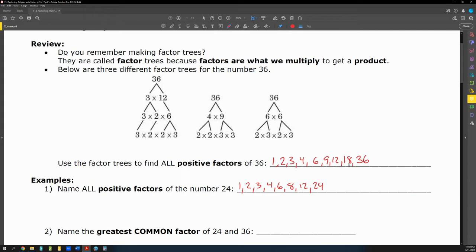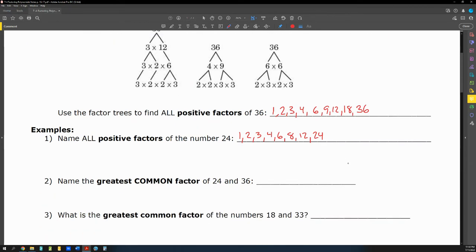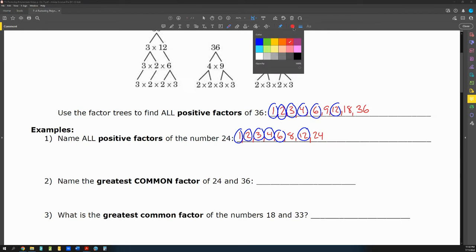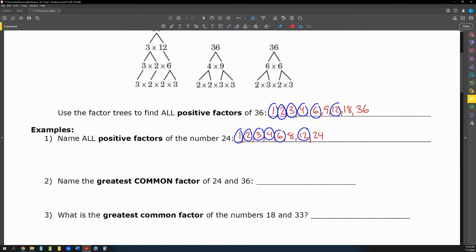For number 2, I want to find the greatest common factor of 24 and 36. In order to do that, I'm going to find first what common factors they have. So I see they have 1 in common, they have 2 in common, they have 3 in common, 4, 6, and 12. So the greatest of these, the greatest common factor that they have, is 12.